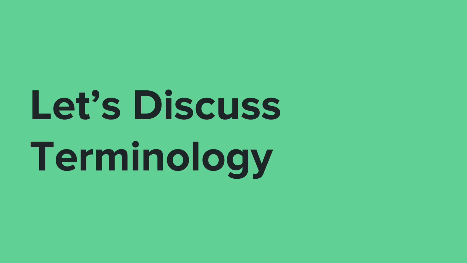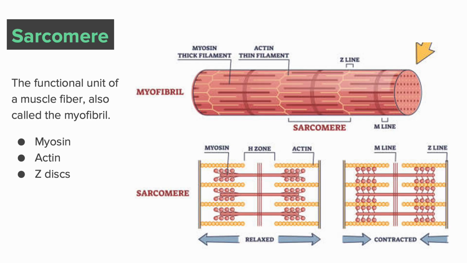So now let's discuss some terminology. The sarcomere is the functional unit of a muscle fiber, also called the myofibril. It is composed of myosin, which moves along the actin during a contraction, the H zone, the M line, and the Z line, or the Z disc, which anchor the actin to the sarcomere.